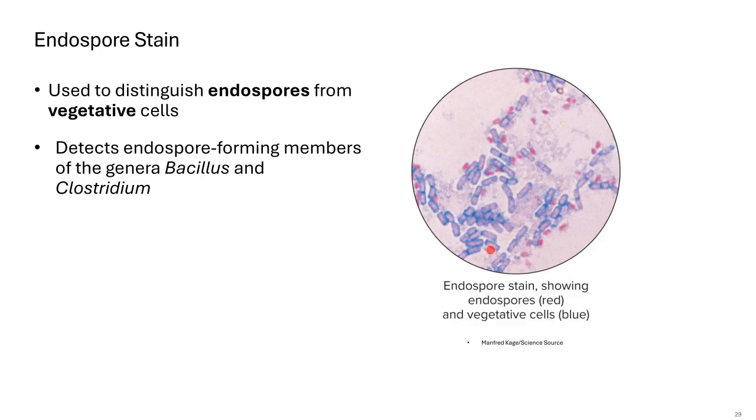Now, in our lab, the malachite green actually stains the spore structures, and the pink stain that we use will stain the cells. Here it is reversed. In this particular case, the endospores are in red and the vegetative cells are in blue. But this is how you would look at this and say, well, yes, this bacteria can make endospores, which means it's either part of the genera Bacillus or Clostridium.